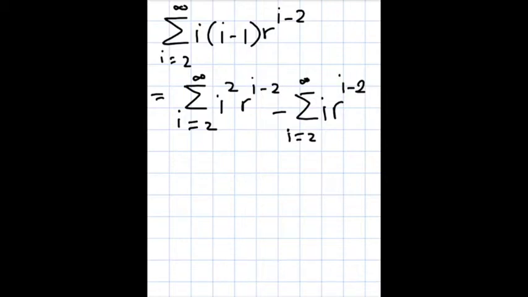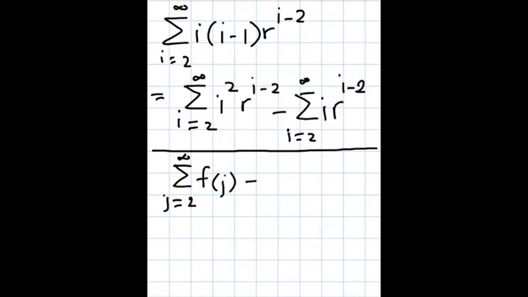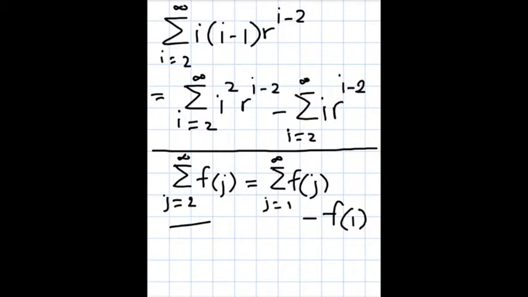So first of all I want to write a general summation. If we have the sum from j equals 2 to infinity of some function of j, and I want to evaluate it from j equals 1, then I just subtract f of 1. So this is a whole summation in which the function is evaluated from j equals 1 to infinity, and if I take away the value of the function at j equal to 1, then I have the summation in which the index starts from 2.